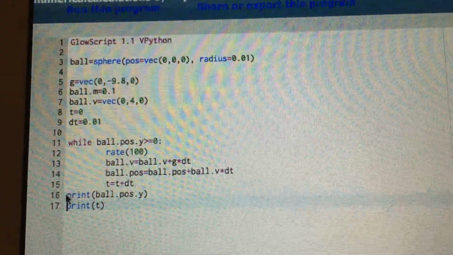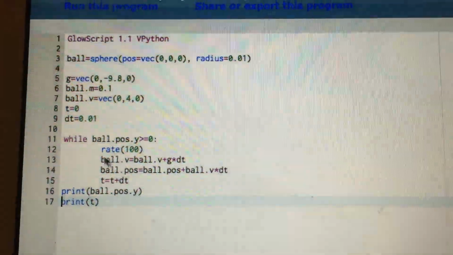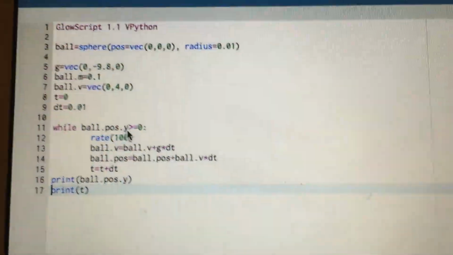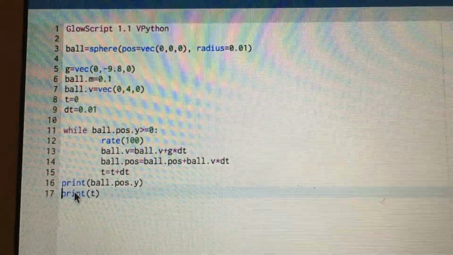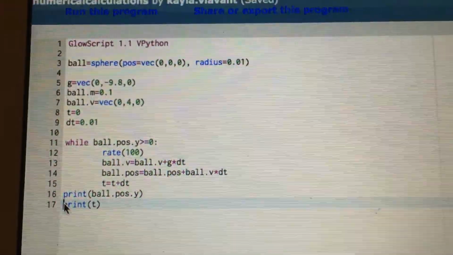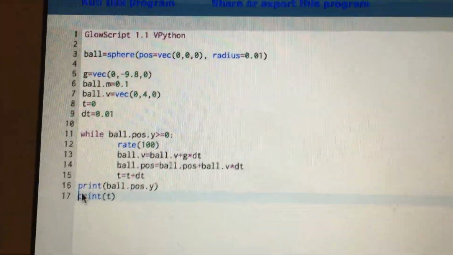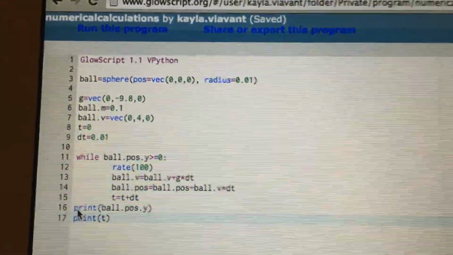Down here you no longer have this indented. This is all indented to keep it in the loop. So this is all happening while the ball is at the position of y is greater than or equal to 0. This is no longer indented because this happens at the end of the loop, and you'll get a screen at the bottom where it'll print your numerical values for you, so it does your calculations for you.